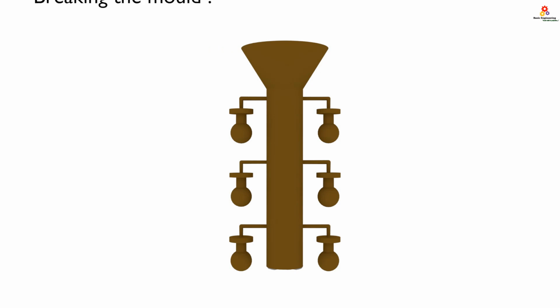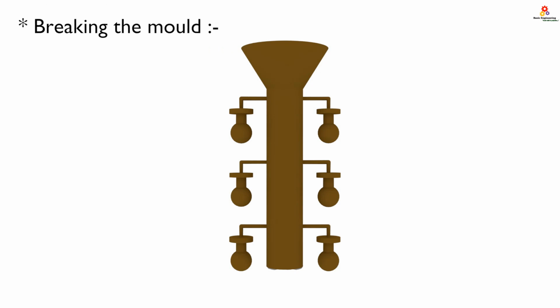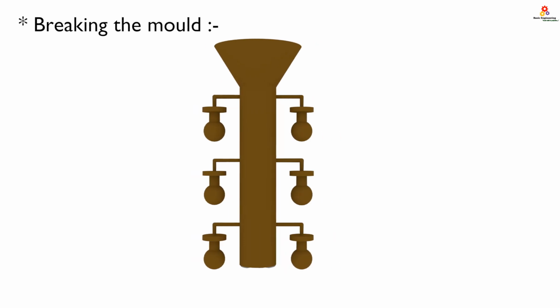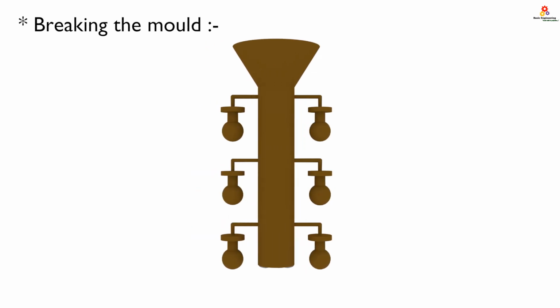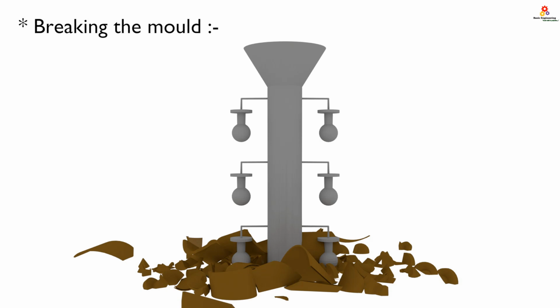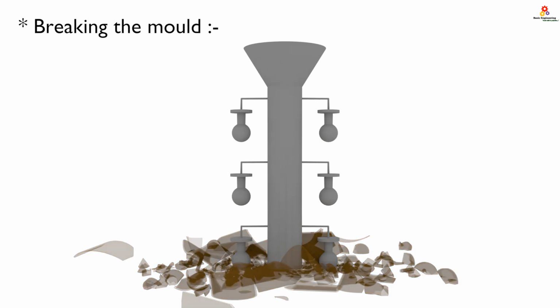The next step is breaking the mold. Now we don't want the mold cavity because we want to take out our final casting product. So we must break the mold cavity. The cavity can be easily broken if we put it on a vibrator or apply some vibrations on it. Due to the vibrating effect, the cavity breaks into small pieces and we will have the solidified material.